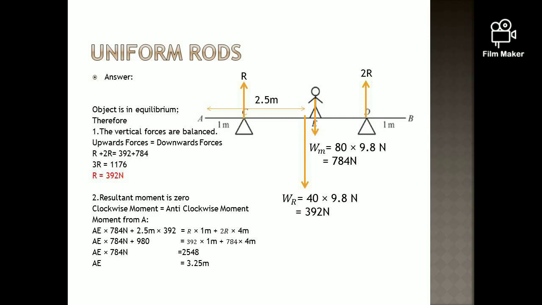If you get these figures, because now for the moment we know the value for R. Therefore you can fill up R as 392 and 2R as 784. Then you will obtain the answer for AE as 3.25 meters. So you do the calculation and see whether you can also obtain the same answer as shown in the question.